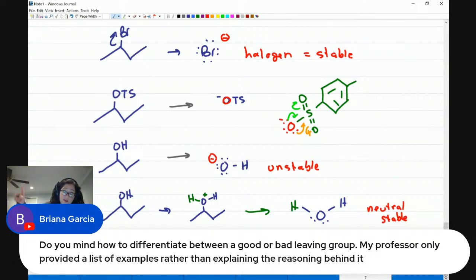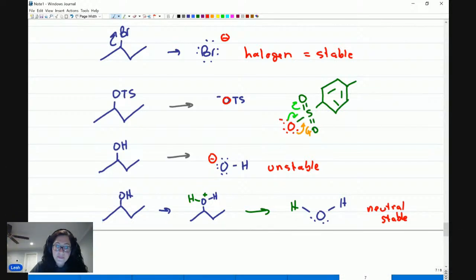This is definitely not my son on the way out the door, because this thing is happy to go. So that is a good leaving group because it is stable, and therefore it does not come back in desperation because it needs another last one huggy.